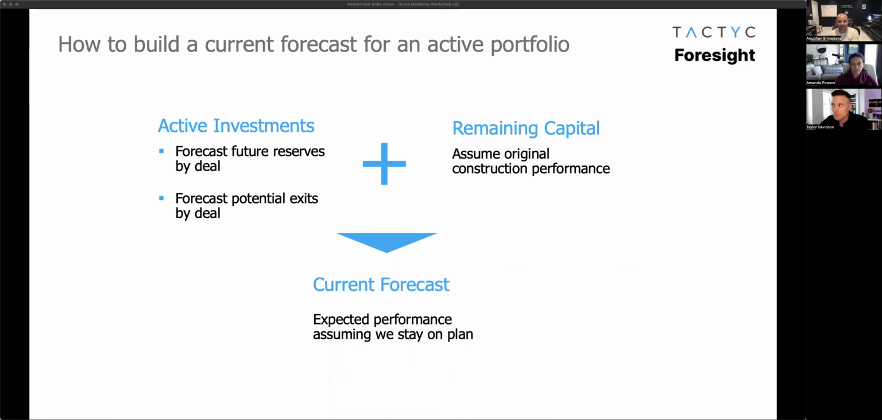So basically, you have active investments that you forecasted where you have knowledge. Where you don't have knowledge, you're saying, I'm going to assume I'll do what I said I'm going to do in the plan. And that's what builds your overall current forecast. Anything to add there, Taylor?